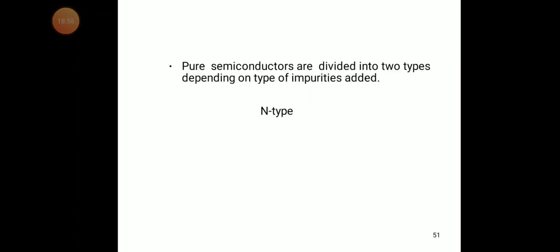Semiconductors are divided into 2 types depending on the type of impurities added. Pure is the intrinsic semiconductor. Impure semiconductors are of 2 types. The first one is the N-type semiconductor. The second one is the P-type semiconductor.